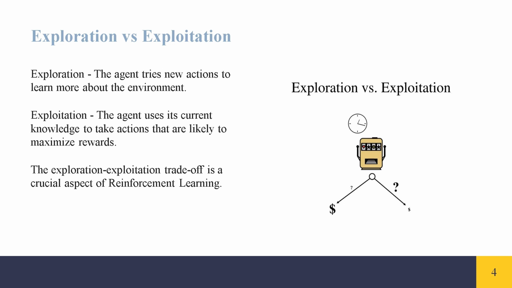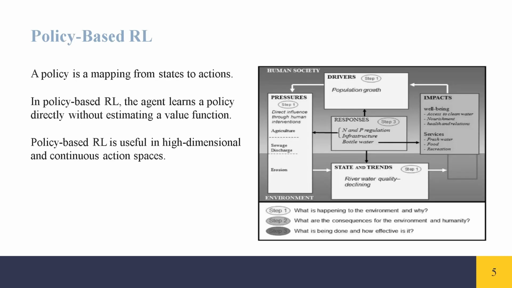Exploration: the agent tries new actions to learn more about the environment. Exploitation: the agent uses its current knowledge to take actions that are likely to maximize rewards. The exploration-exploitation trade-off is a crucial aspect of reinforcement learning.